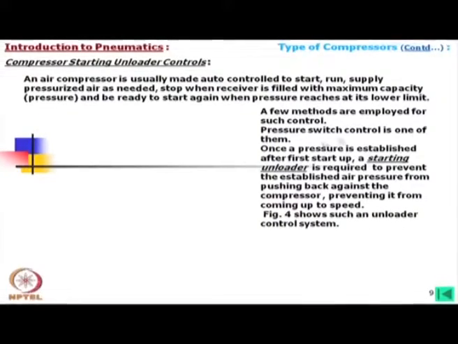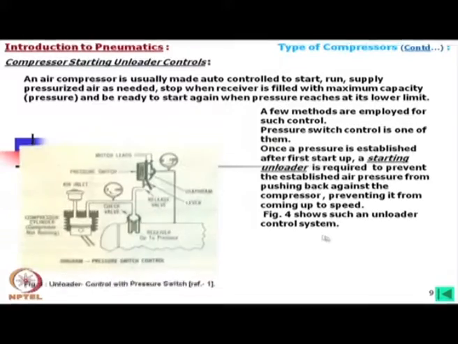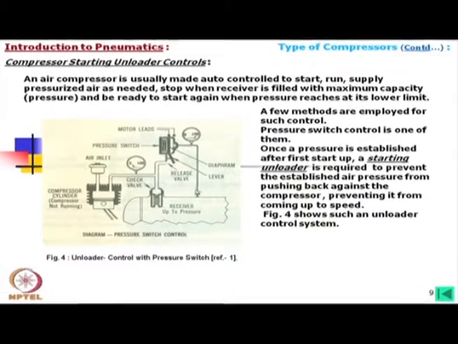Now, we use here the pressure switch type. If we look at this figure 4, this is the pressure switch. If you look at this, this is the compressor head, say the air inlet is here. Now, this air is going and here is a non-return valve connected to the reservoir receiver, and then the air is being compressed and forced into the reservoir. Say it is 2 megapascal.